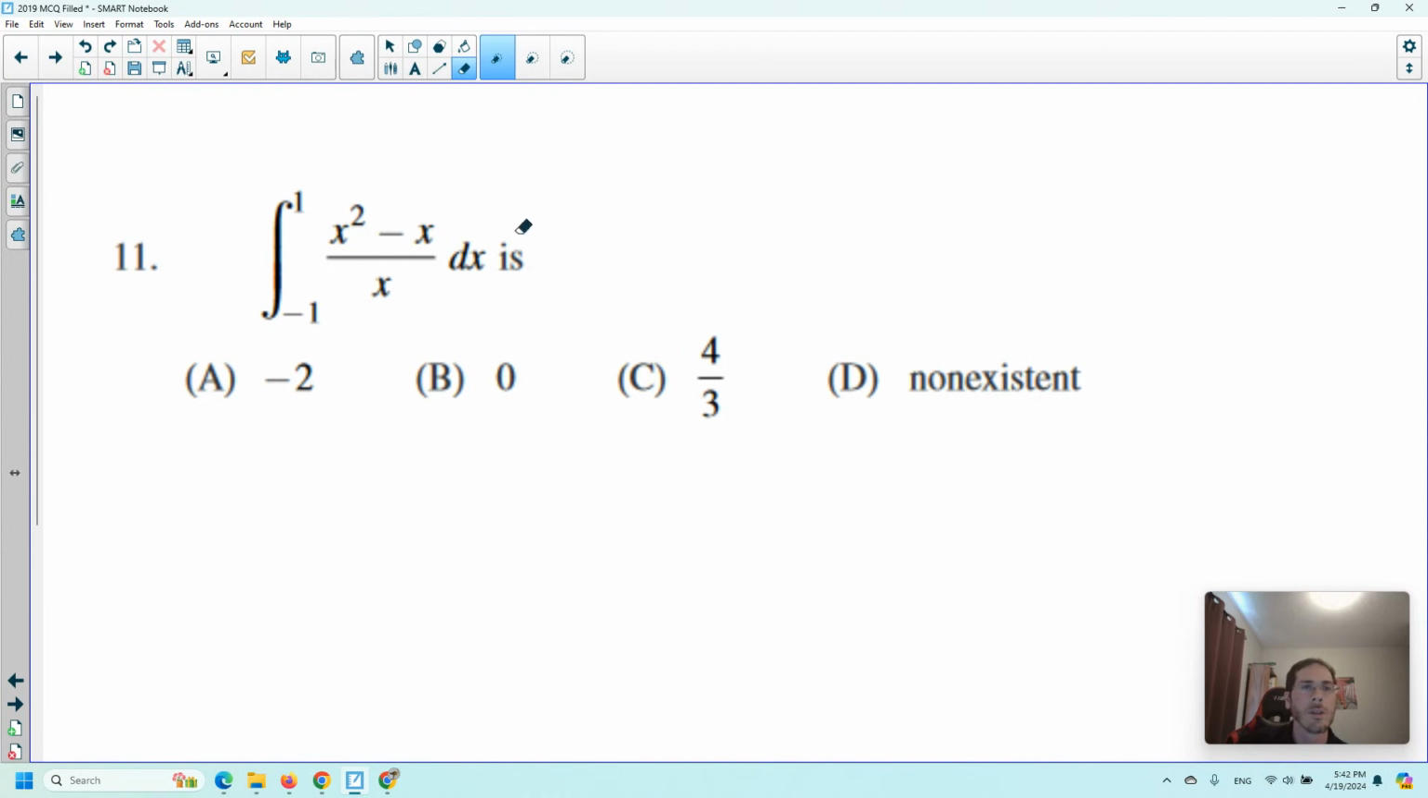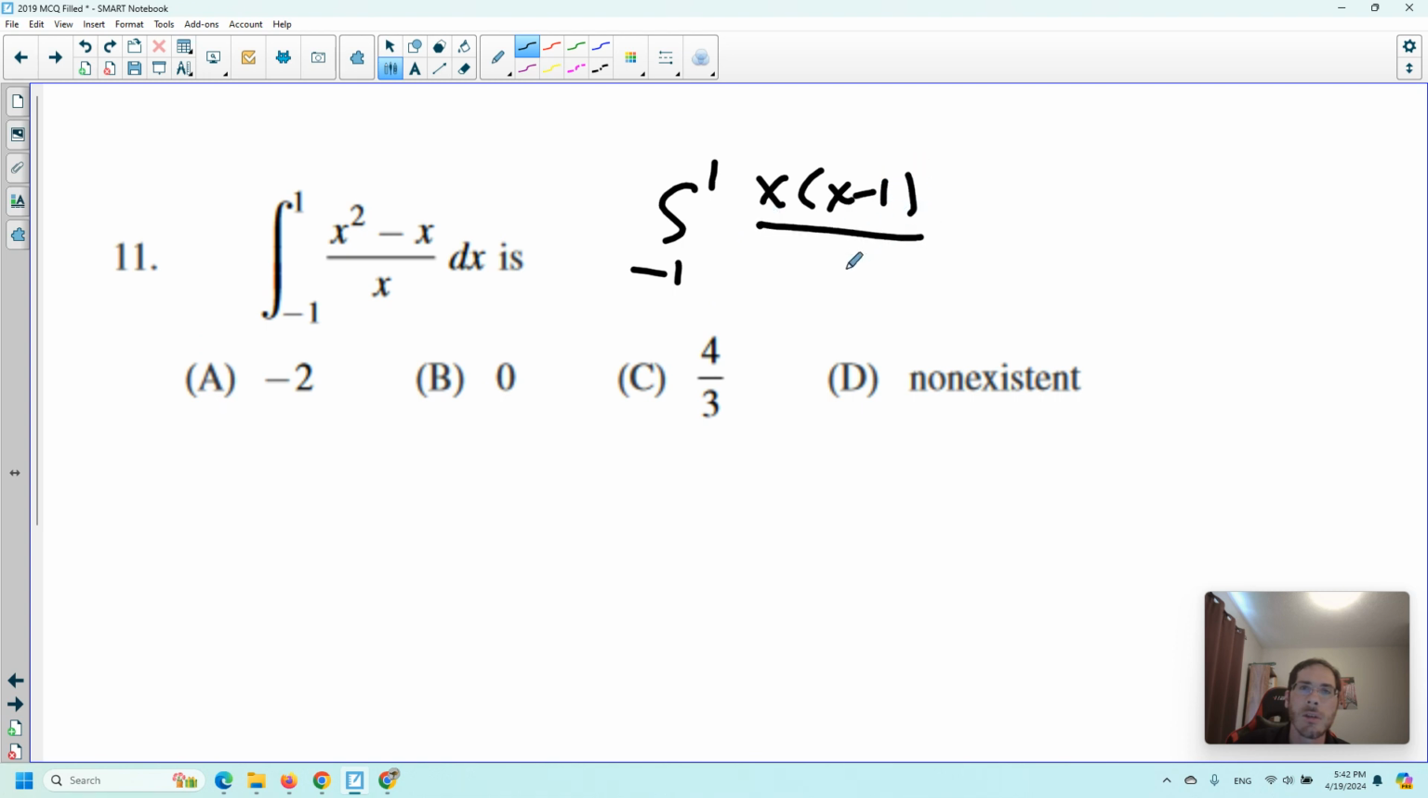11, let's see, the integral from negative 1 to 1. That looks like a pain, but again, we got that x. So it turns out we can actually go from negative 1 to 1. And it looks like we can just cancel these x's out, right? So we got x minus 1 over x dx.